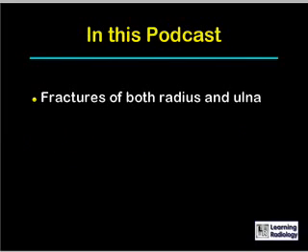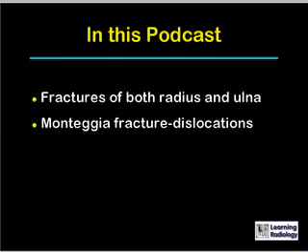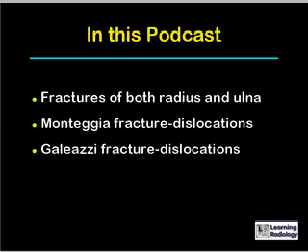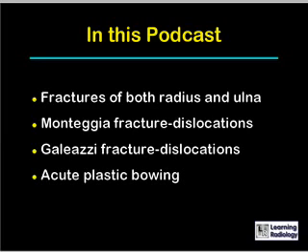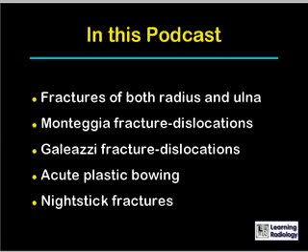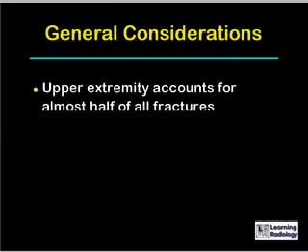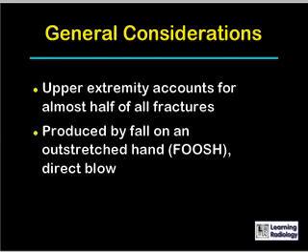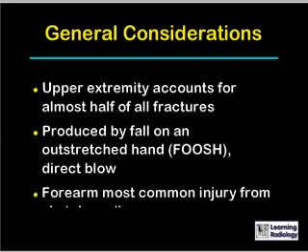In this podcast, we're going to discuss fractures of both the radius and ulna, Monteggia fracture dislocations, Galeazzi fracture dislocations, acute plastic bowing, and nightstick fractures. Upper extremity fractures account for almost half of all of the fractures in the body. They're usually produced by either a fall on an outstretched hand, FOOSH, or by a direct blow. The forearm is the most common part of the body injured during skateboarding accidents.